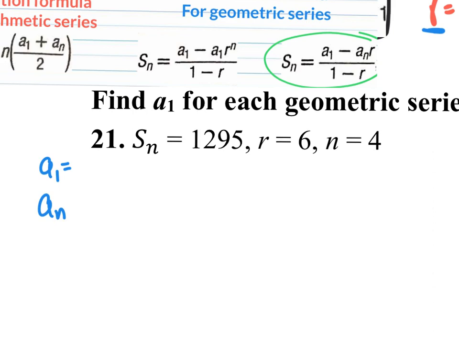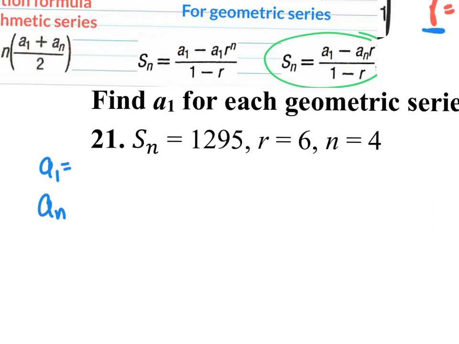So using what they give us, which formula would be better to use? It would be this one, right? If you want to use this formula, you need a sub 1 and a sub n. They don't give you a sub 1 and they don't give you a sub n. So you can't use this formula because you have two unknowns.